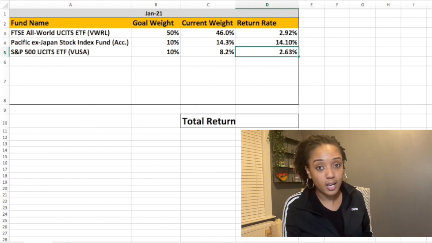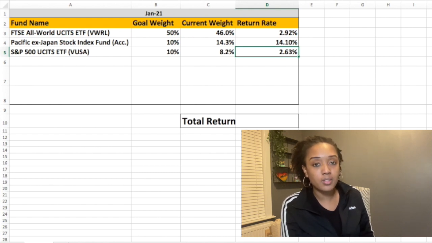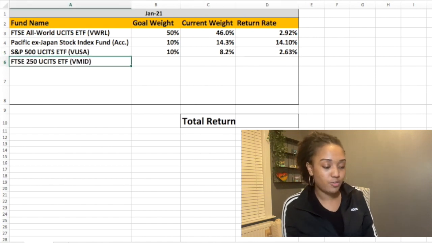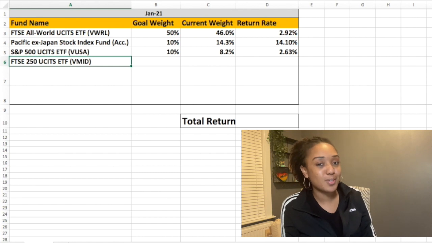So originally, I probably should say this. Originally, I had the Life Strategy 100 fund, I had the Pacific Asia fund, and I had one other fund, which I'll show you afterwards. And that was it. I had 3 funds in my portfolio. And so these newer ones that I have added in aren't really doing as well, but it's because they haven't had as much time.